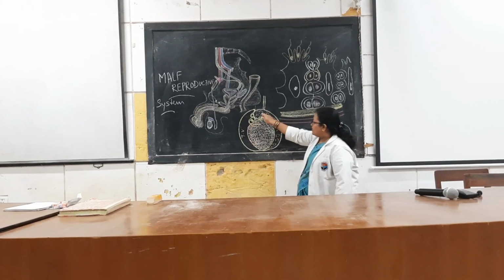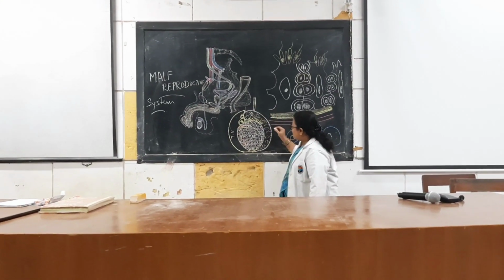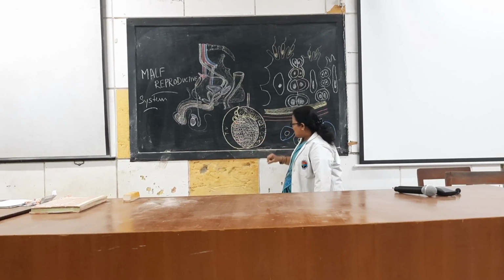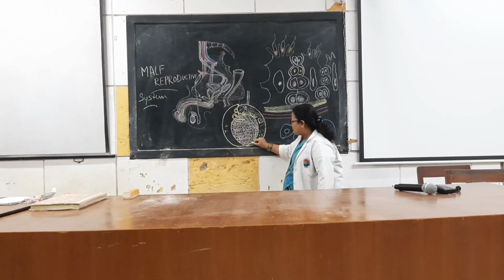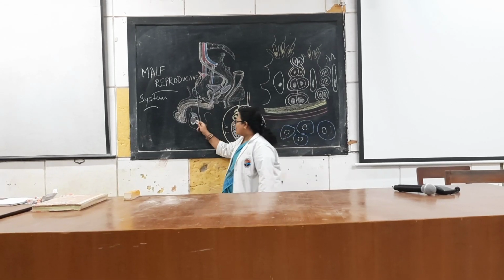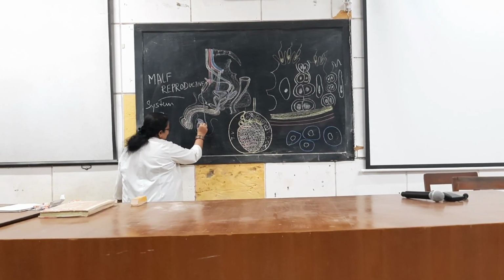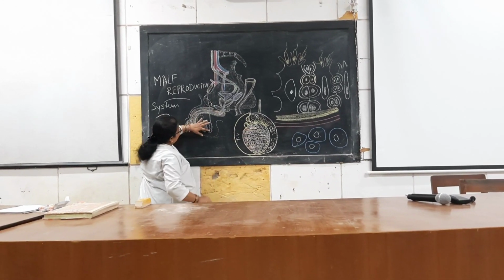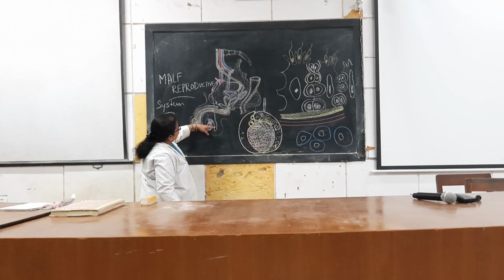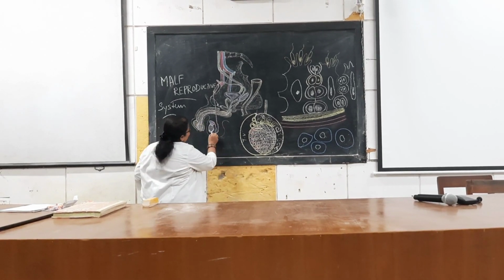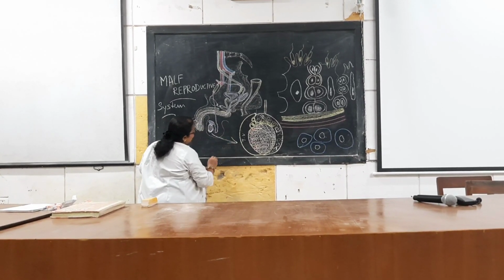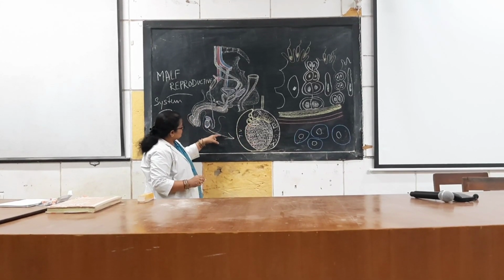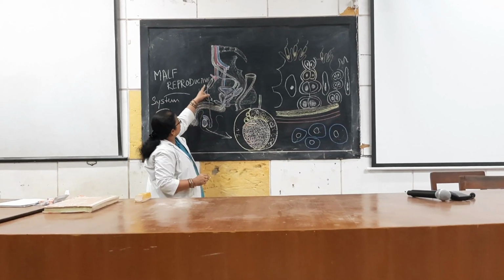This is the head of the epididymis. This is the body of the epididymis, and this is the tail of the epididymis. This is an enlarged structure of the testis which I have drawn here. From the tail of the epididymis, the vas deferens continues.